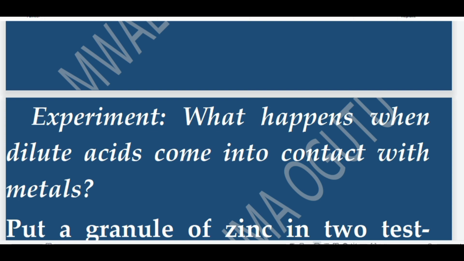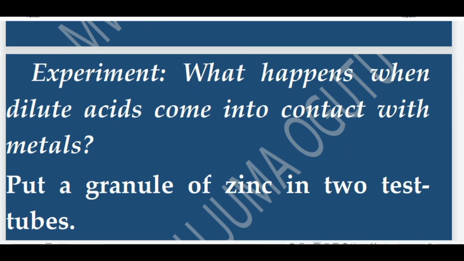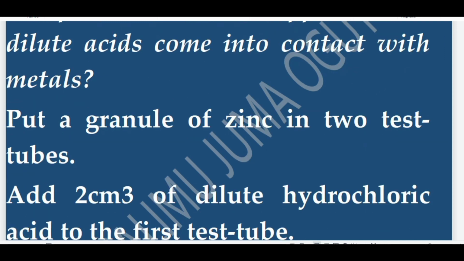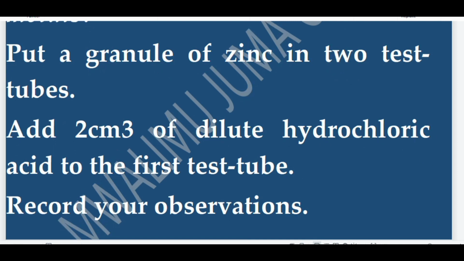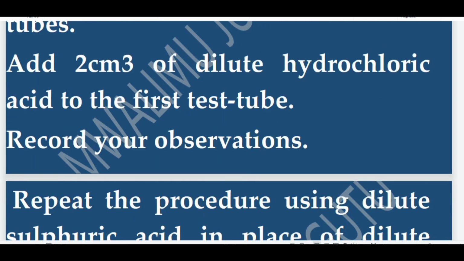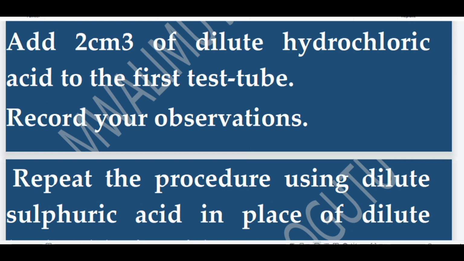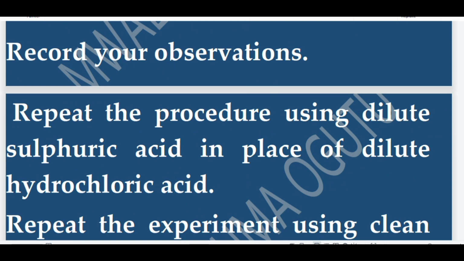So we go ahead with the experiment. We put a granule of zinc into 2 test tubes. We add 2 cubic centimeters of dilute hydrochloric acid to the first tube, and then we record our observation. We repeat the procedure using dilute sulfuric acid in place of dilute hydrochloric acid. So remember, we have 2 test tubes. In both we have zinc granules, and in one we add dilute hydrochloric acid, and in the other we add dilute sulfuric acid.